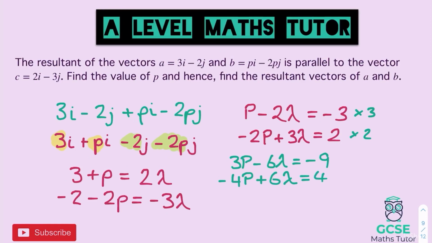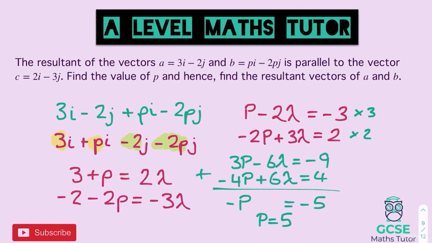Now again, we've got different signs in our simultaneous equations here, so we'll add these two together. So 3p add negative 4p is negative p. The lambdas cancel each other out, and the negative 9 add the 4 is negative 5. So negative p is equal to negative 5, so positive p is going to equal positive 5. And there we go, we've got our value of p.